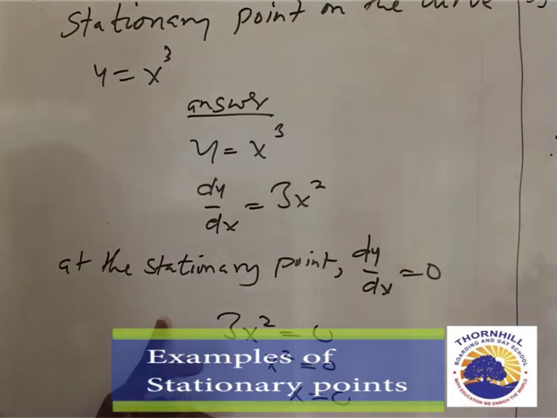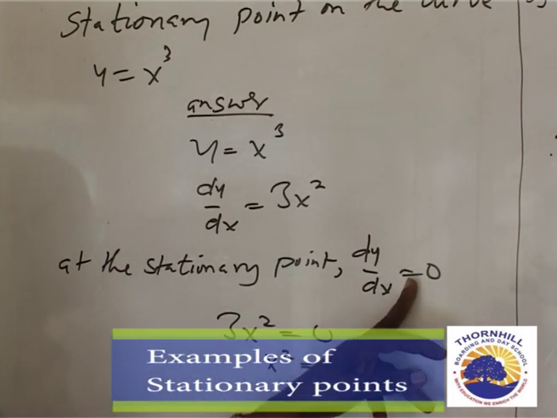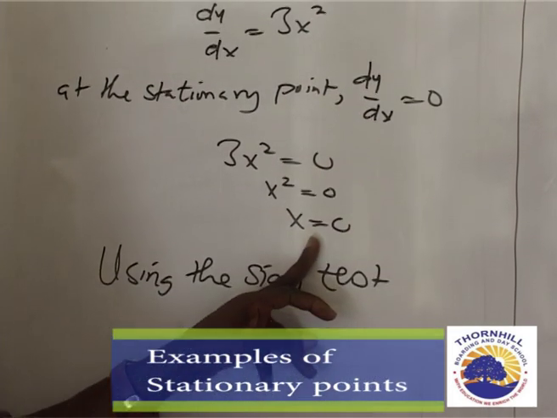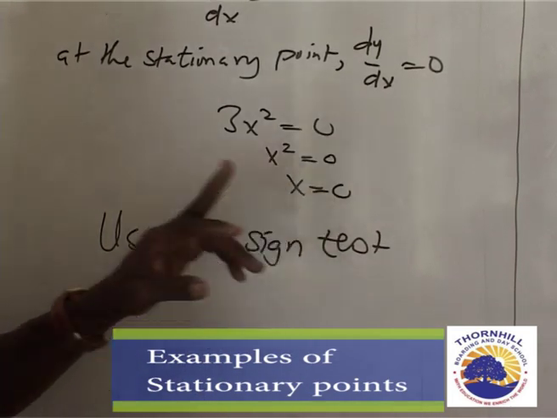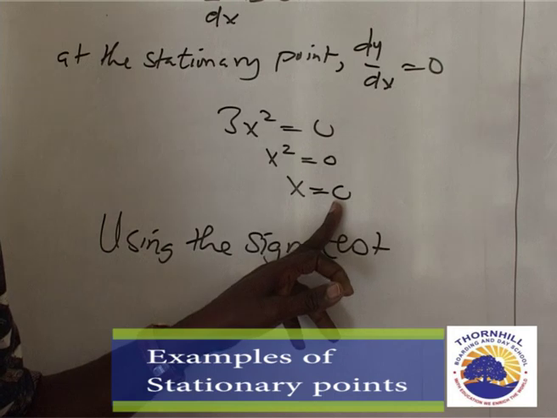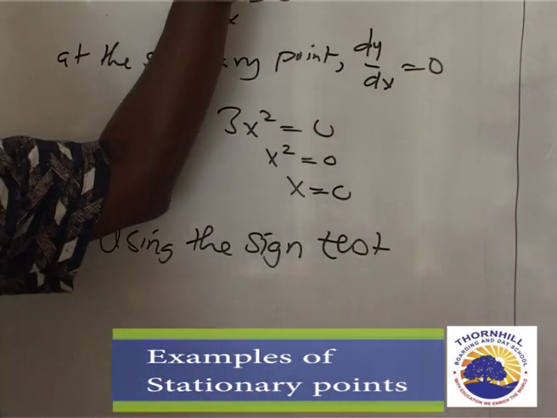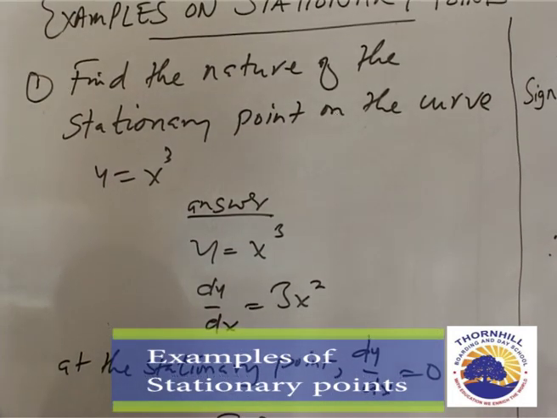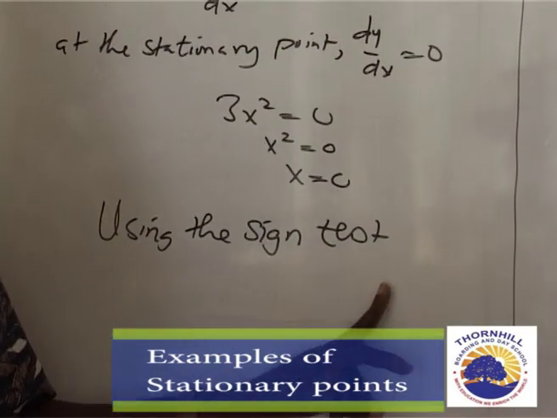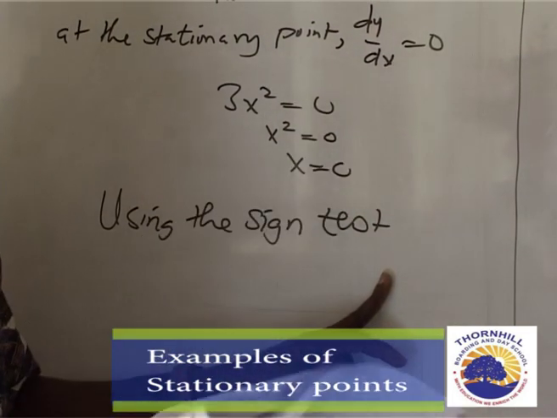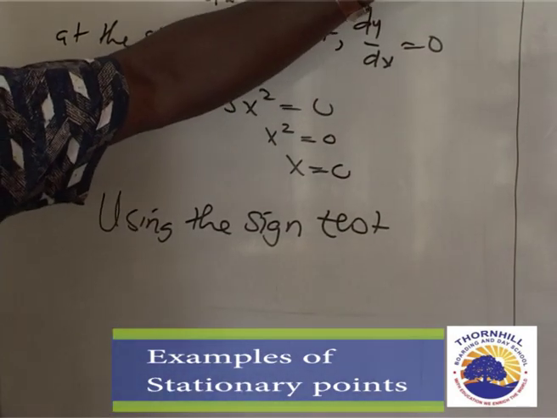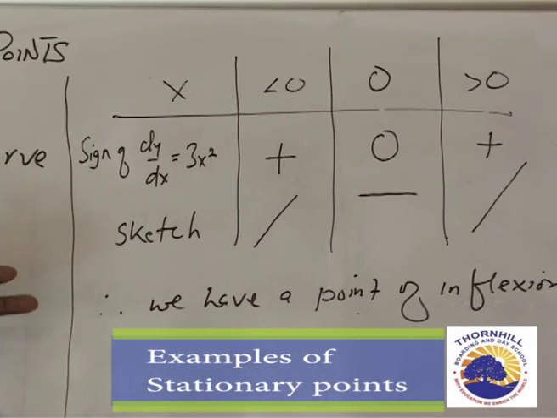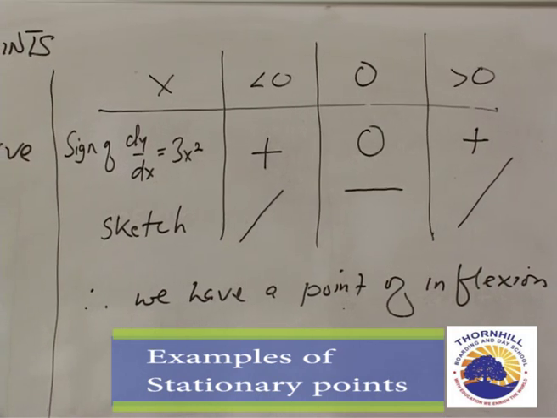Then, I've told you that at the stationary point, dy/dx is 0. So whatever you get here, you equate to 0. Then you find the value of x. So here, we have seen that x is equal to 0. And we want to find the nature of the stationary point. So, which of the tests do we use? We have two tests. We have the sine test and the d2y by dx2 test. So here we are using the sine test. In fact, the sine test is for simple functions like this. The d2y test is for maxima and minima.